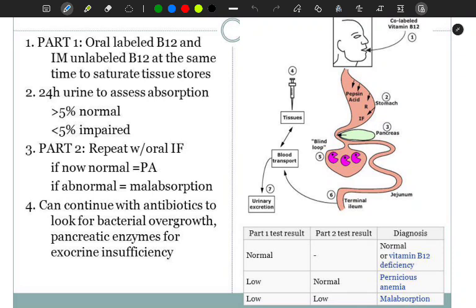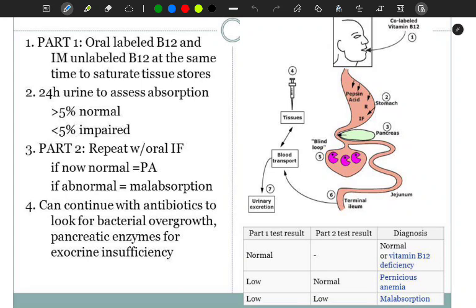After part 2, you think about bacterial overgrowth. You give a trial of antibiotics for 2 weeks and you repeat the test. If it improves, the probability of bacterial overgrowth goes up. If it does not improve, then this is not bacterial overgrowth. Then you think about pancreatic insufficiency, and you go to stage 4. So it's a stepwise manner. Stage 1 or part 1, that's why I would name it stages: stage 1, 2, 3, 4. Okay? Next.